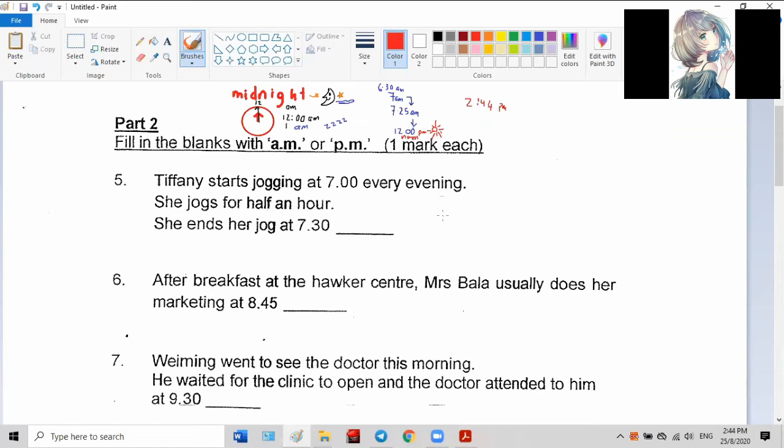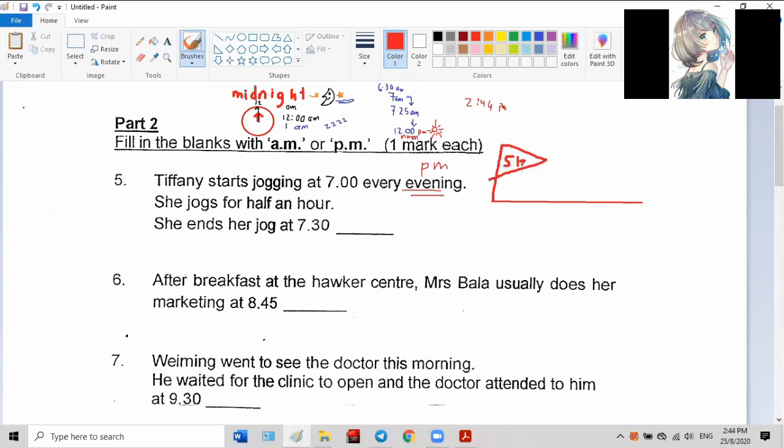黄昏时候. PM. Yes, PM. The sun's already about set. So they never tell you, but they give you a clue: PM. So she ends her jog when? At 7:30 what? Because she starts PM. 7:30 p.m. Yes, you see, she starts at 7.